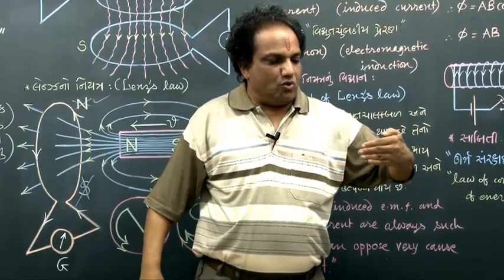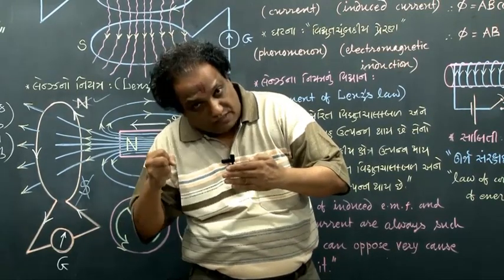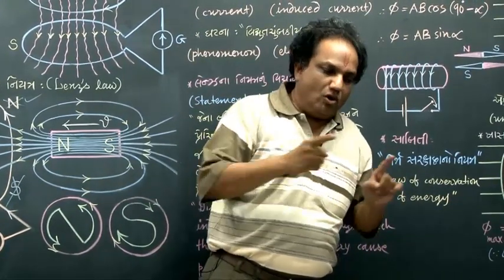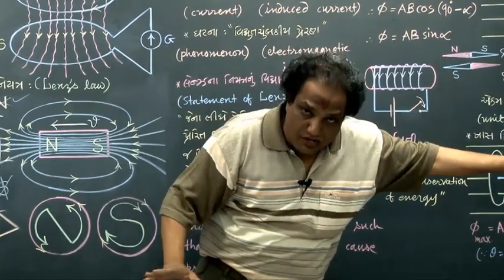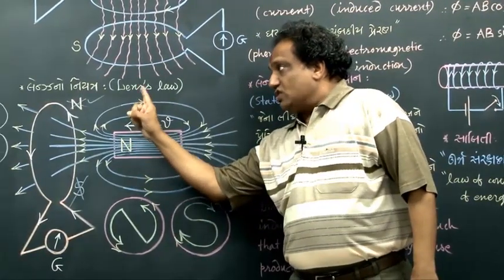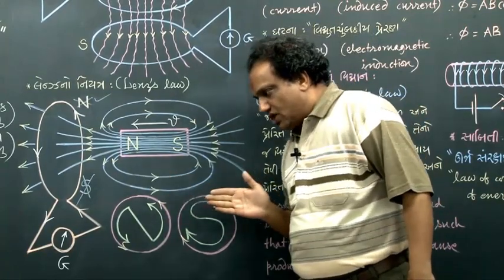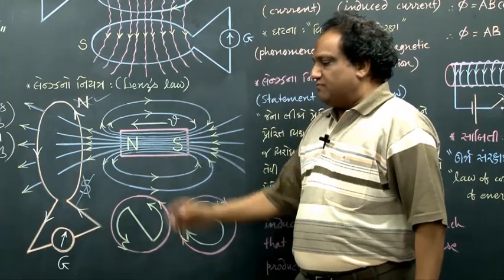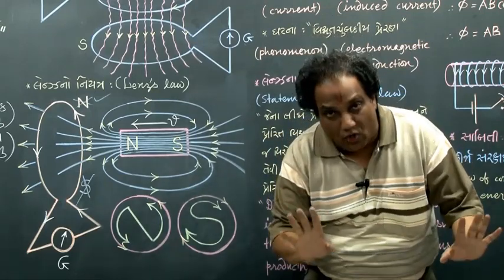If the magnet is trying to come closer to the coil, then it will not allow that magnet to come closer. And if the magnet is trying to move away from the coil, then also the coil will oppose its motion, and will not allow the magnet to move away so easily. I repeat, remember, because of Lenz's law, if this magnet is moved closer to the coil, its motion will be opposed, and if this magnet is withdrawn away from the coil, its motion will also be opposed.